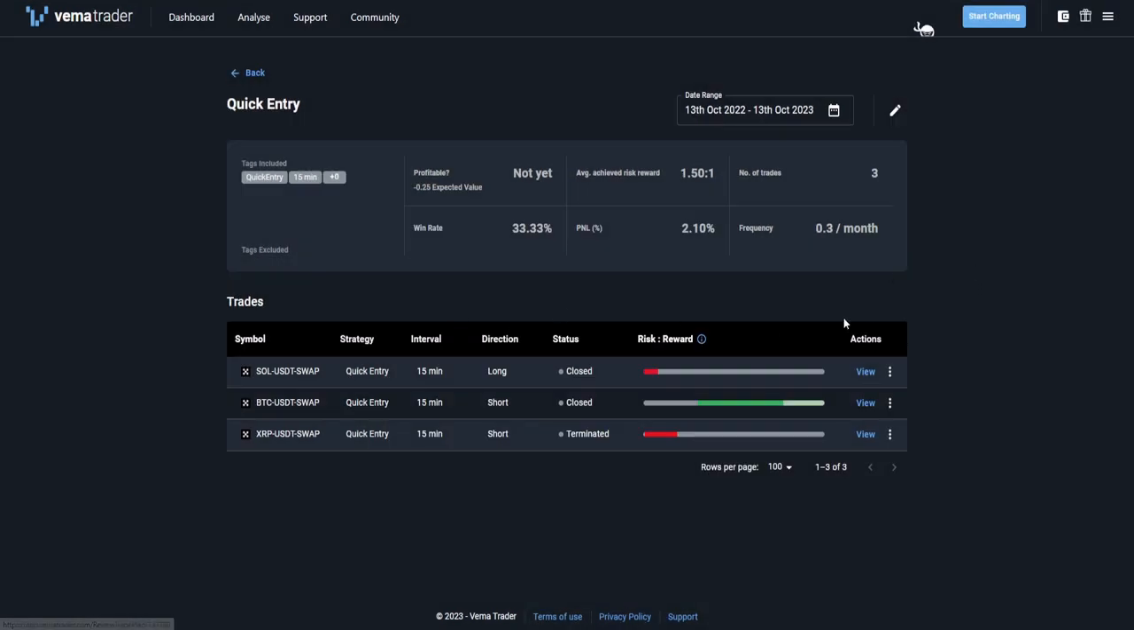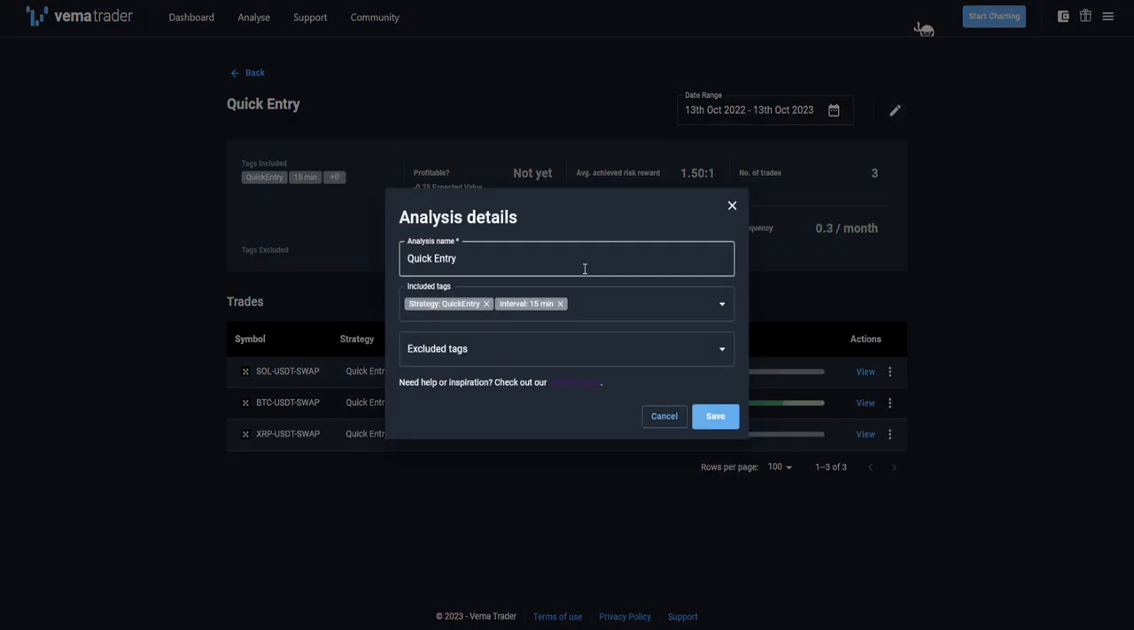So the 15 minute is the same, right? Now three is not a ton of data, but again, the 15 minutes, he has a negative 0.25 expected value. So before, while I was saying, hey, don't take quick entry trades, now that I've actually dug into the data a little bit, I can say, okay, you can take quick entry trades, but it has to be on the 1 hour time frame because that's where they're actually working out for you. They're not working for you on other time frames.